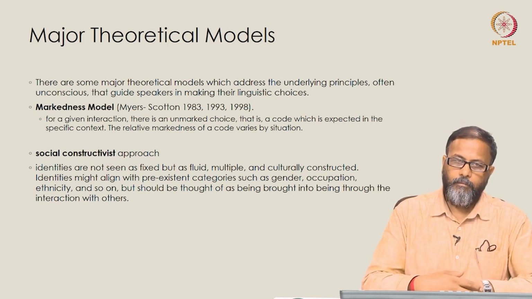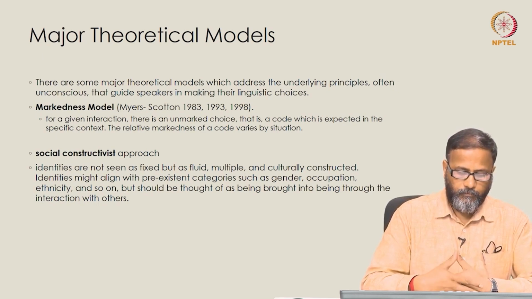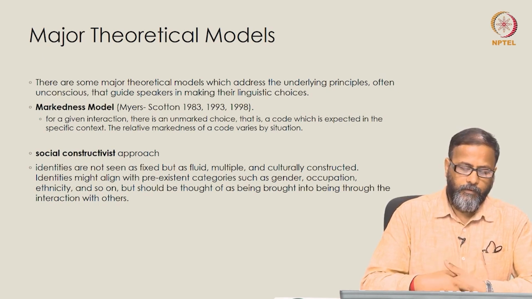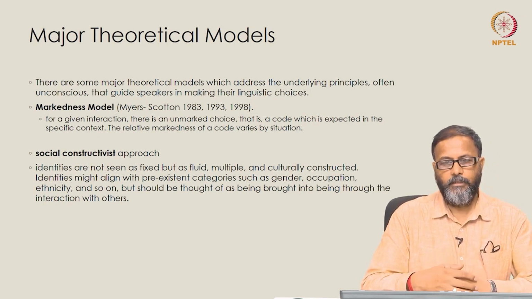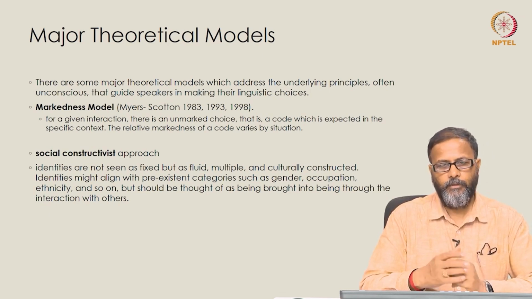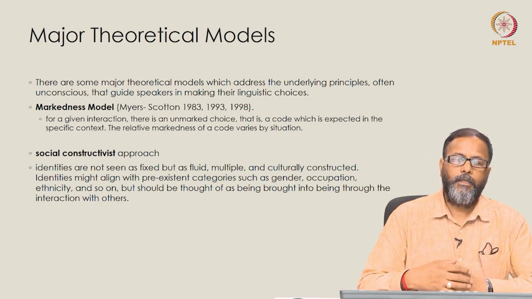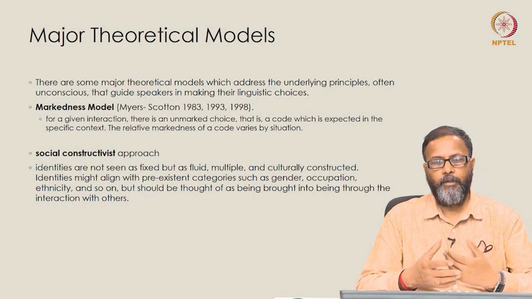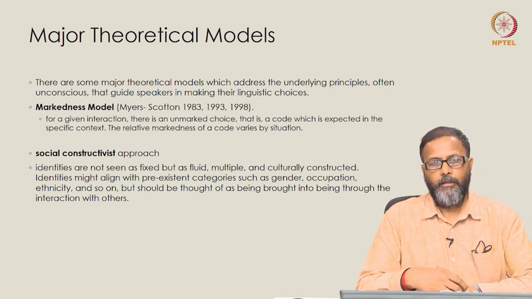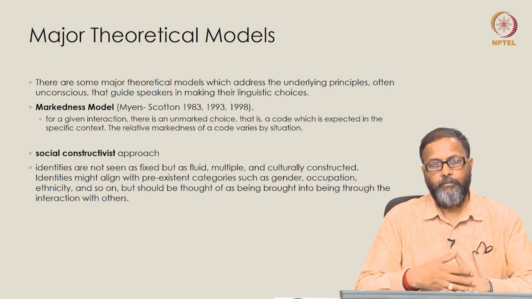So the markedness model, produced by Myers-Scotton in 1983, says that for a given interaction there is an unmarked choice, that is, a code which is expected in the specific context. The relative markedness of a code varies by situation. It is all because of other socio-political factors and the communication partners, the topic. What are you talking about? The topic, the situation, the setting, the partner, your identity issue. Multiple factors play a role.